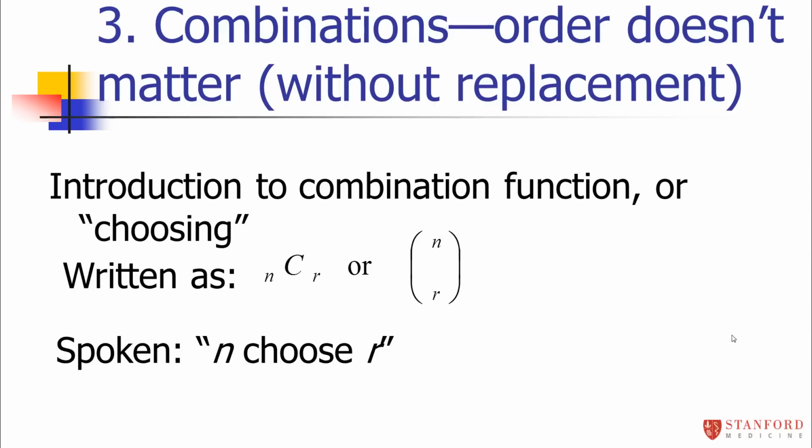I mentioned in an earlier module the choosing function. It's written as n big C r, or n over r in the parentheses, and we read that as n choose r. Those are 2 different ways to write the same function. It's a function, and I'm now going to walk you through the derivation of this function.